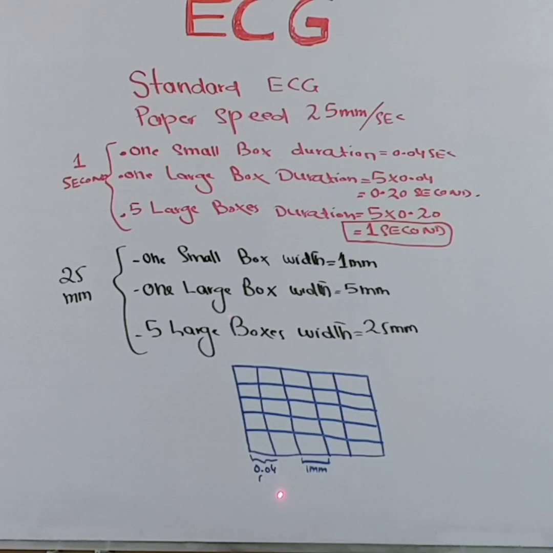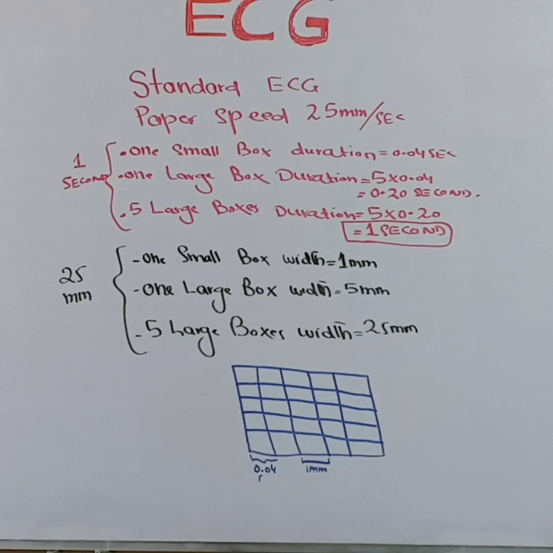And we had also seen that the duration of one small box is 0.04 second, and the duration of one large box which contains 5 small boxes is 5 into 0.04, that is 0.20 second, and the duration of 5 such large boxes will be 5 into 0.20, that means 1 second. So this is the standard speed of the ECG paper: when it starts coming out of the machine, in 1 second 5 large boxes should come out of it.